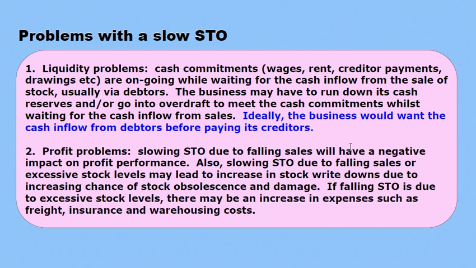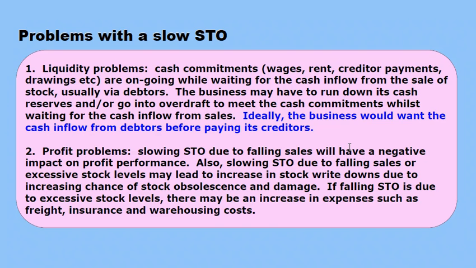What are some of the problems with a slow stock turnover? That is, we're taking more days on average to sell the stock. Two issues. One is liquidity, that is the business's ability to meet its short-term cash commitments in a timely manner. In a business, cash commitments such as wages, rent, creditor payments, which is usually the biggest cash outflow, drawings, etc.